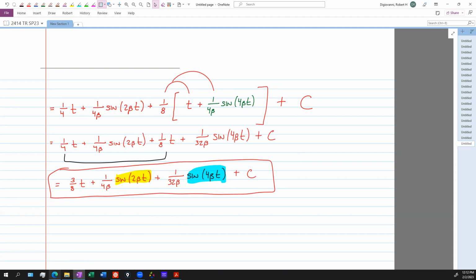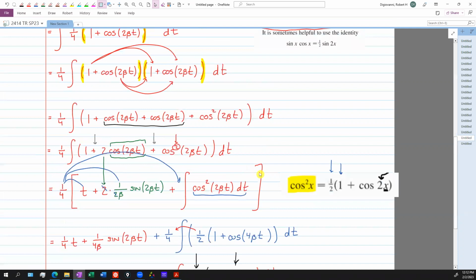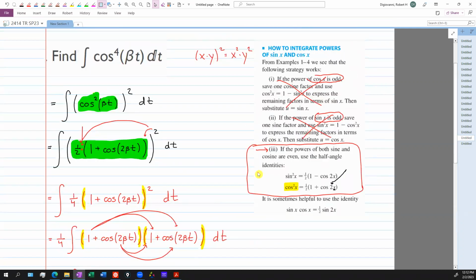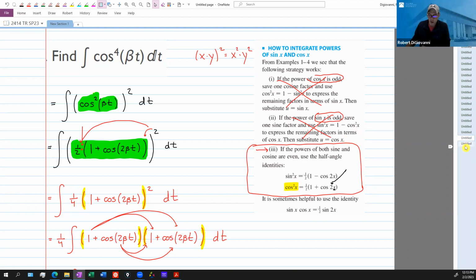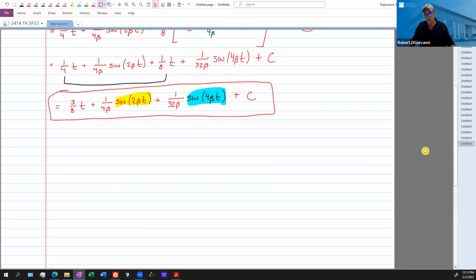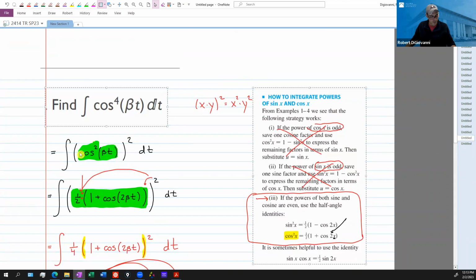So, going back to the very beginning of this problem, when you broke it into cosine squared of beta t, it says to use the double angle. Can you just use the Pythagorean identity alone, and do you end up in the same place? The problem that you run into, right? Let me show you. It's a good question.